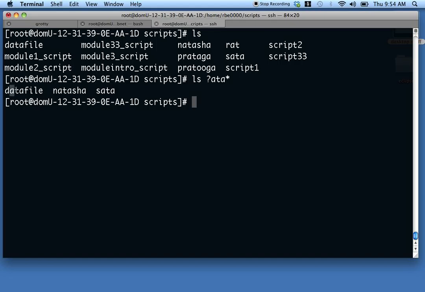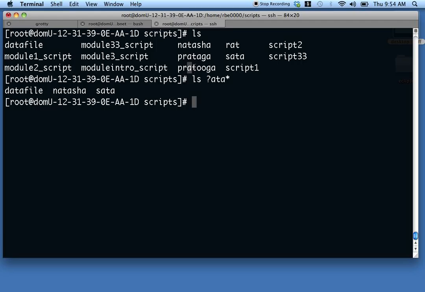I had a data file with ATA, I had Natasha with ATA, and I had SATA with ATA. Some of the other ones I didn't have, and why didn't they match? I had a Protaga file. Yeah, that's awesome. I know, not even a word. That didn't match because I had 2 characters in front of the ATA, so that made the ATA the third, fourth, and fifth characters instead of the second, third, and fourth.